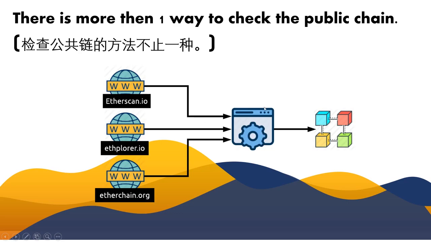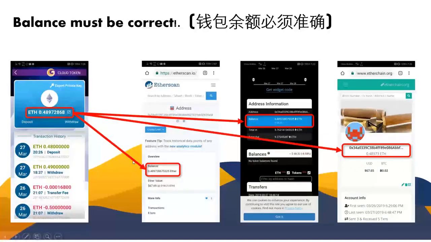Etherscan will read from the public blockchain and display the actual data. Same with ETH Explorer and Etherchain. So now we have a Cloud Token wallet here. It shows the balance, and you check with Etherscan. It's supposed to be the same. And you look at ETH Explorer and Etherchain. They all show you the same number here, except for Etherchain, which rounded up.